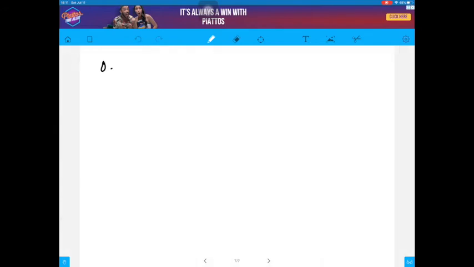So 0.96 moles of sodium chloride multiplied by the molar mass of sodium chloride, which is 1 mole is to 58.45 grams, gives us a value of 56.1 grams of sodium chloride. And that is by using the ICE table, this one.